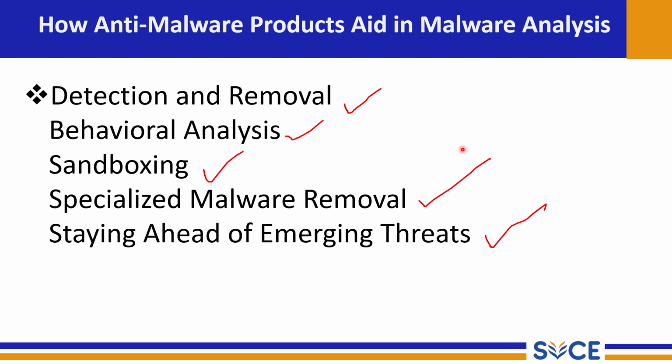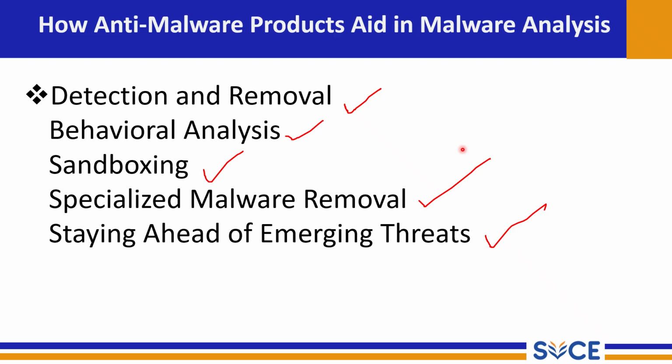And the second one is behavior analysis. Here some anti-malware tools analyze the behavior of running programs, looking for suspicious activity that might indicate malware. This is valuable in malware analysis because it helps to understand how the malware operates and what actions it takes on a system.